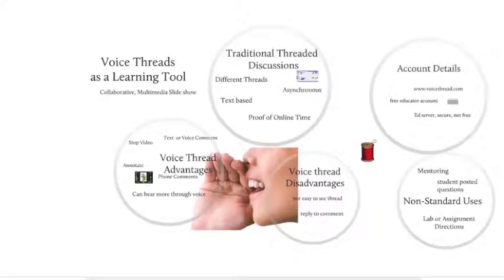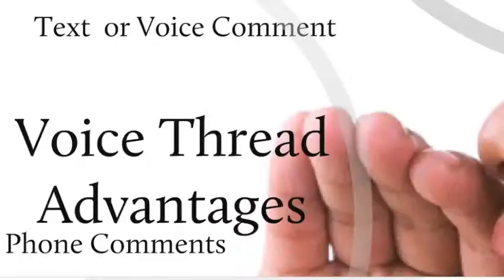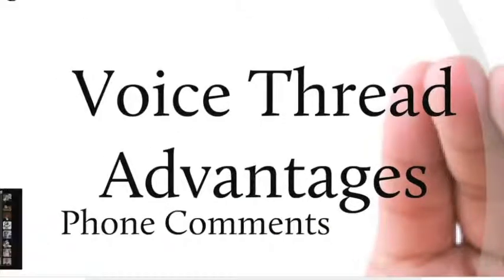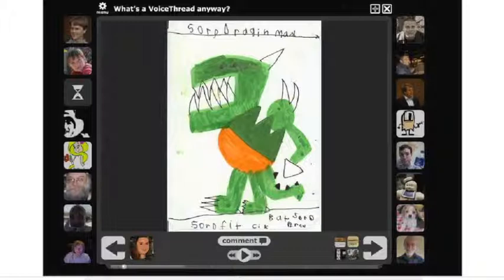All right, so having looked at some traditional threaded discussions, now let's look at some voice threads and some of their advantages. This is a screen capture of an example voice thread that was done. The central image is the thing that the people are commenting on. These icons along the outside represent users making comments.